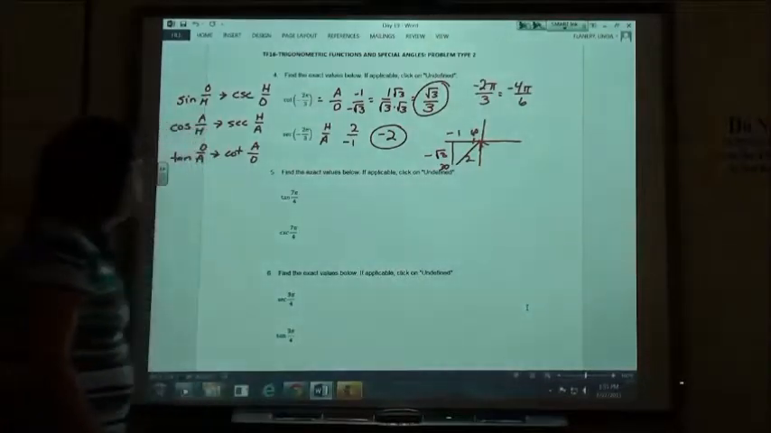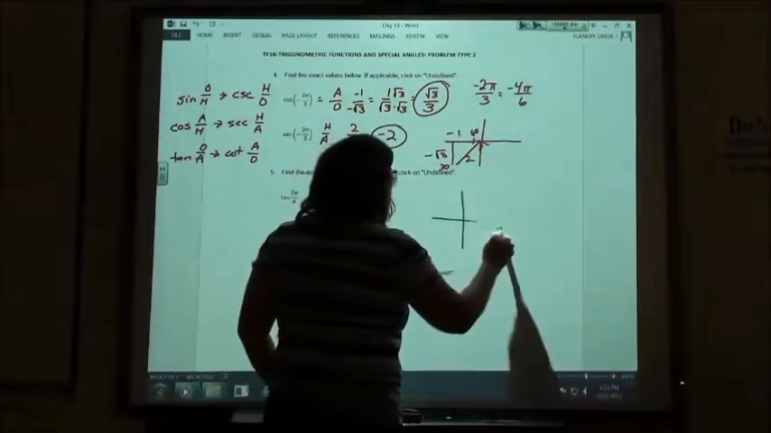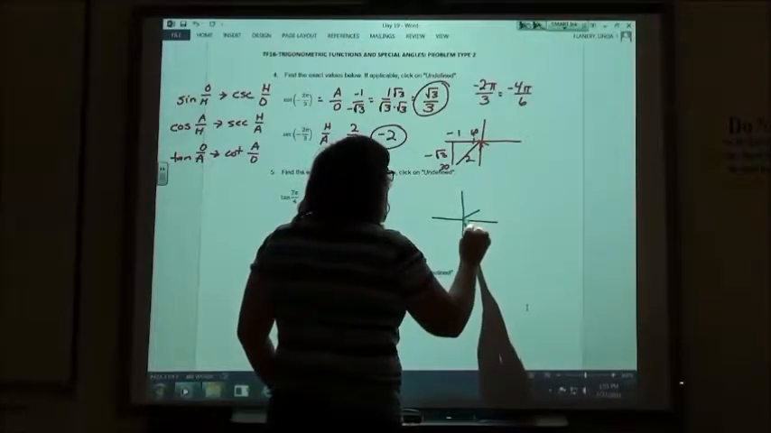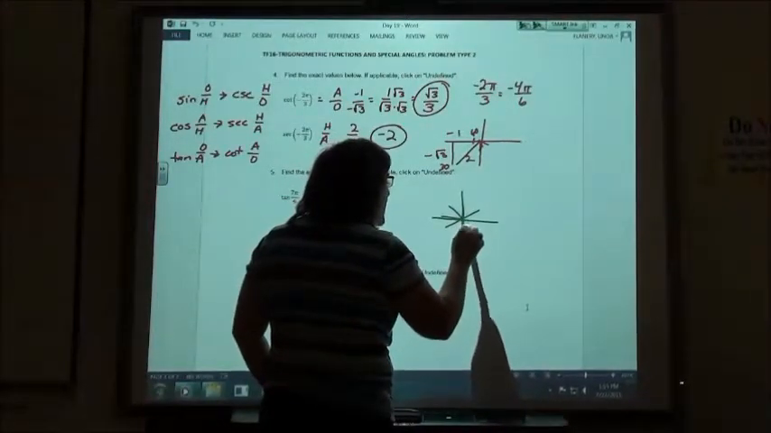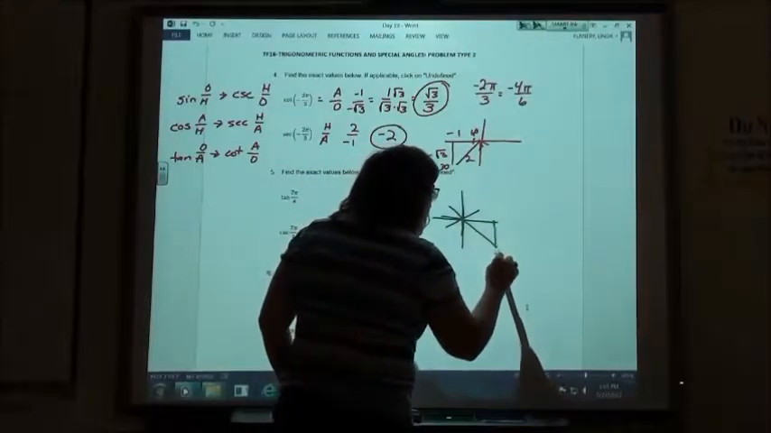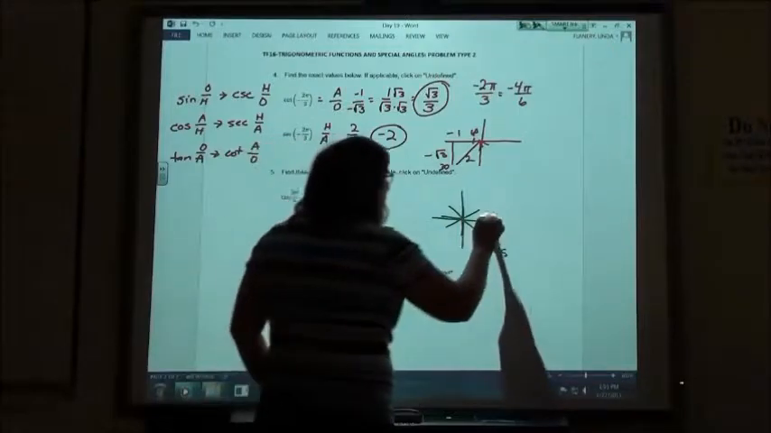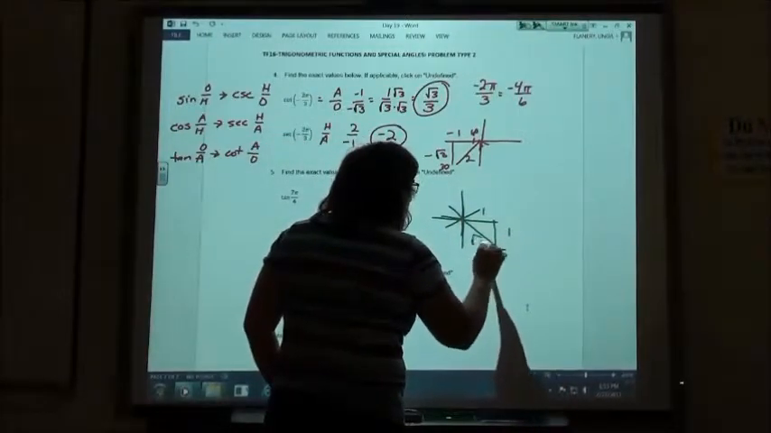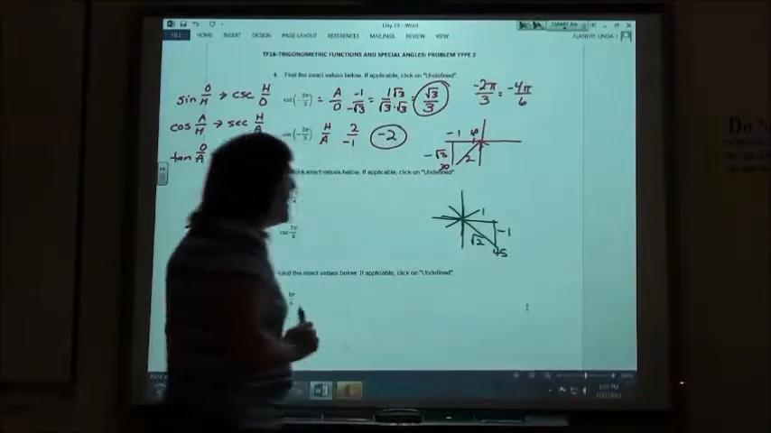Number 5, this time we want to do a positive 7 pi over 4. So those are 45-degree angles. 1, 2, 3, 4, 5, 6, 7 pi over 4 would be over here in quadrant 4. So we've got 1, 1, and the square root of 2. This is positive, but the down direction is negative.